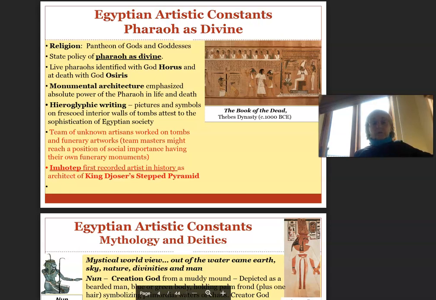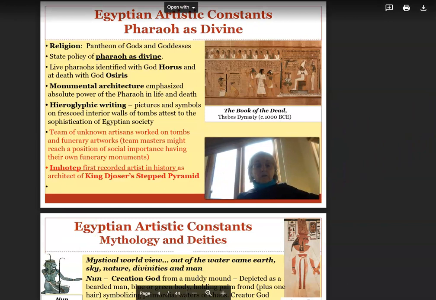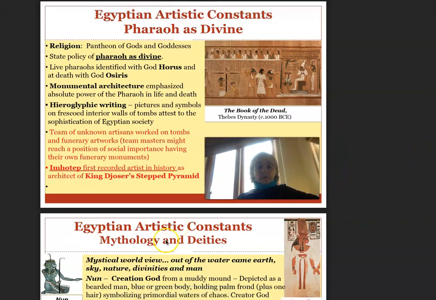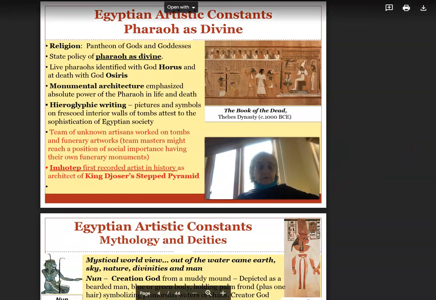The Egyptians built monumental architecture, and it was also to be symbolic of the power of the pharaoh in life and death. They had a system of writing called hieroglyphic writing. We actually know who built some of the pyramids. We know that King Djoser's step pyramid was built by Imhotep.